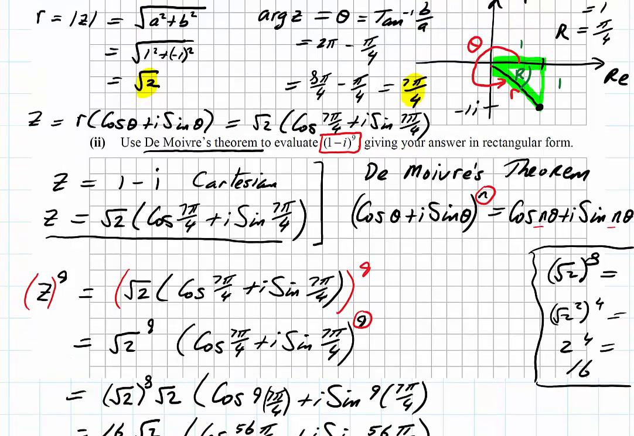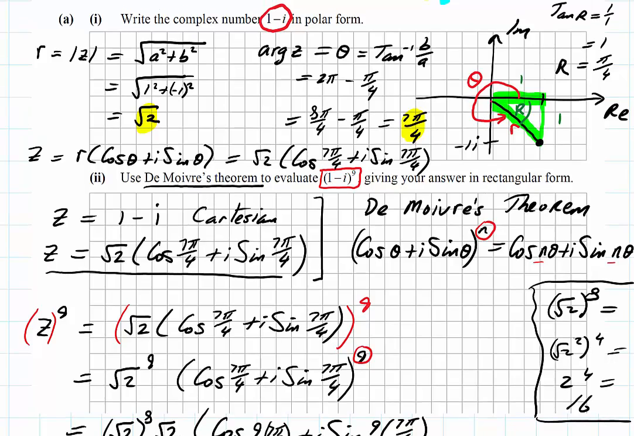If we couldn't make the power disappear, look back to the original question we were asked, which is to work out 1 minus i to the power of 9. The only other way to do that without De Moivre's theorem would have been to multiply 1 minus i by itself 9 times. You'd be there a long time trying to actually get the answer. So it is very, very important that we have a rule like De Moivre's theorem to allow us to get rid of that power.